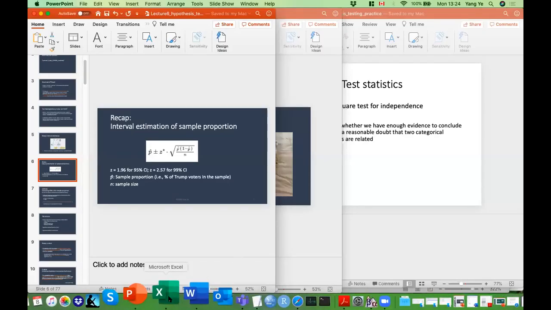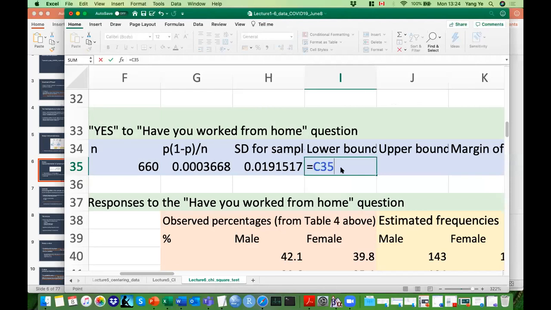So in this case, with the lower bound, we have the point estimator here. The lower bound will be a minus, okay? So 1.96, which we have to enter manually, times the standard deviation, which is the value to the left, H35. Okay? So that's our lower bound.